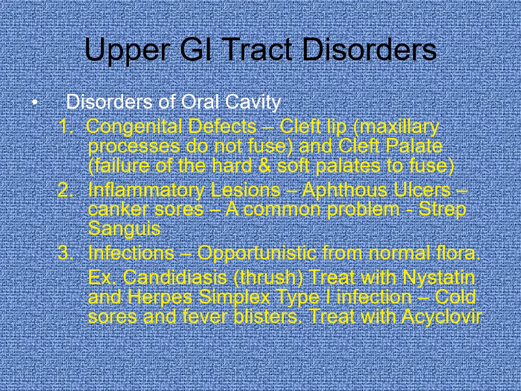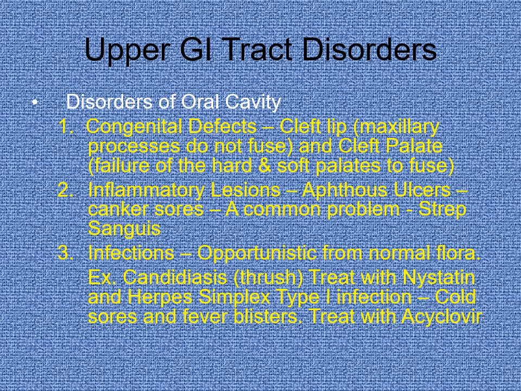Now let's look at different parts of the tract and the disorders, starting with the mouth. Disorders of the oral cavity. Let's start with congenital defects like cleft lip and cleft palate. Now, cleft lip is where the maxillary processes do not fuse, and cleft palate is the failure of the hard and soft palates to fuse.